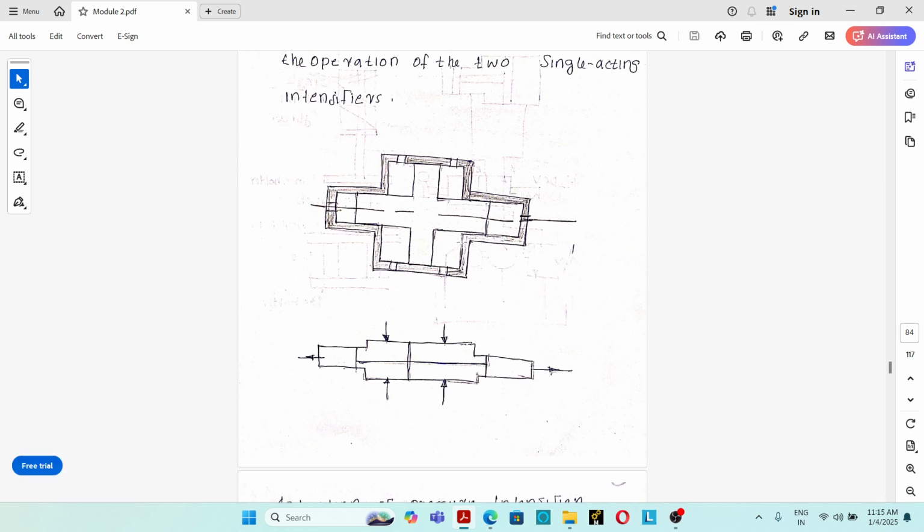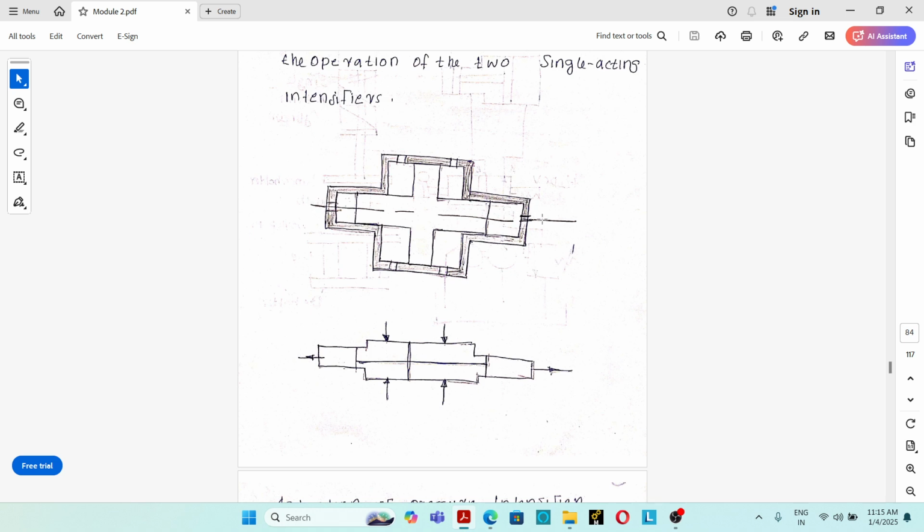This is the figure of a double acting intensifier. In a double acting intensifier, high pressure hydraulic oil is produced on both sides. So totally you can see 6 pipe connections: 1, 2, 3, 4, 5, 6. If you require highly pressurized hydraulic oil on the left side, hydraulic oil enters from the pump through this port and exerts pressure here. The low pressure chamber piston moves towards the left, pressurizes the high pressure chamber hydraulic oil, and produces high pressure hydraulic oil on the left side.